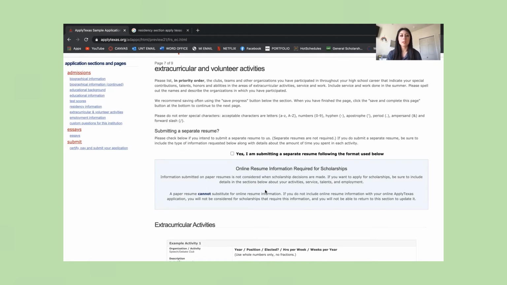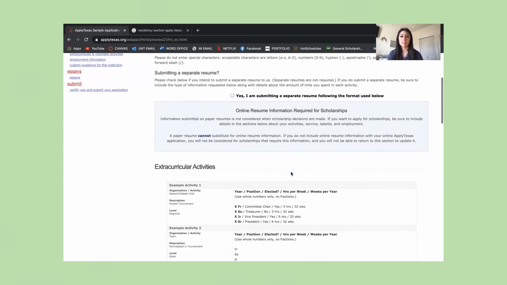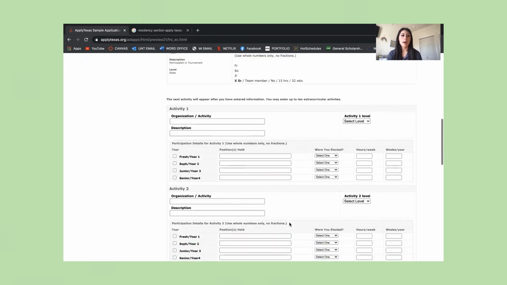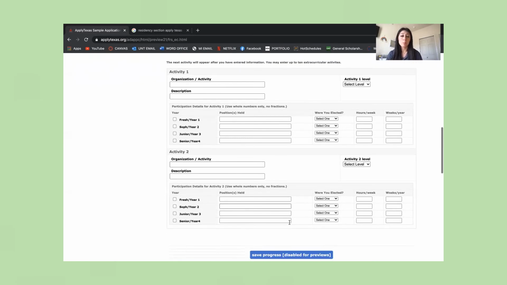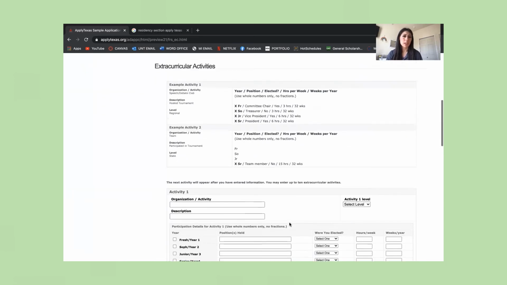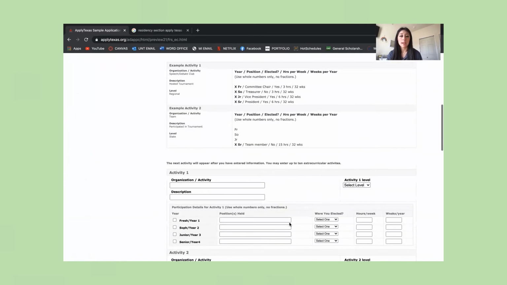And you can actually upload your online resume if you want, and that could speed up the process instead of manually entering all the information you have here. So as we can see, this is what it looks like if you want to fill out an activity or organization you have been part of, and it's pretty specific. So I feel like uploading a resume is probably easier if you do have one at hand.